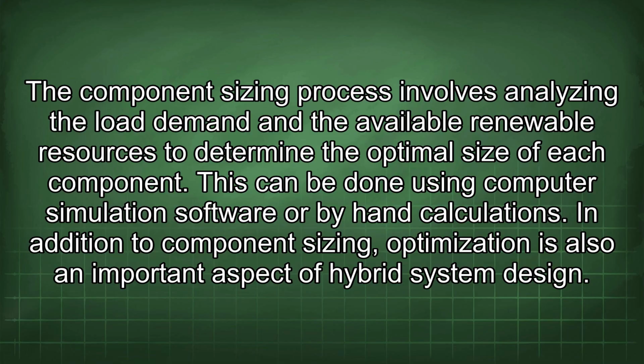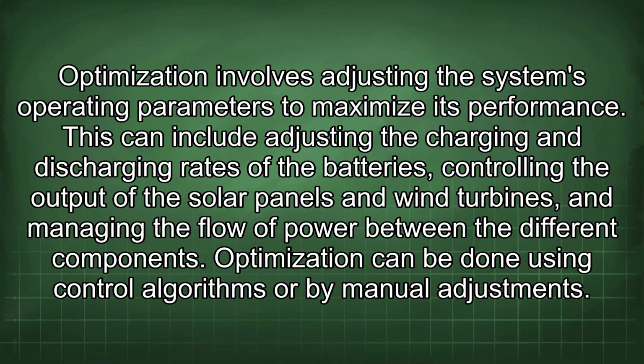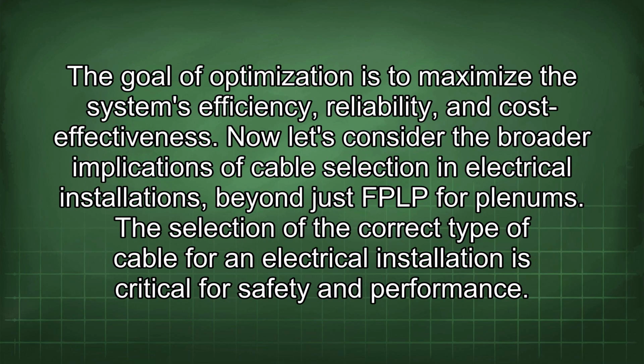In addition to component sizing, optimization is also an important aspect of hybrid system design. Optimization involves adjusting the system's operating parameters to maximize its performance. This can include adjusting the charging and discharging rates of the batteries, controlling the output of the solar panels and wind turbines, and managing the flow of power between the different components. Optimization can be done using control algorithms or by manual adjustments. The goal of optimization is to maximize the system's efficiency, reliability, and cost-effectiveness.